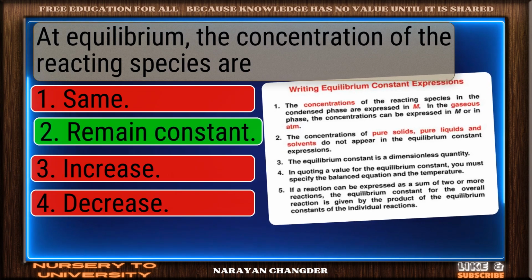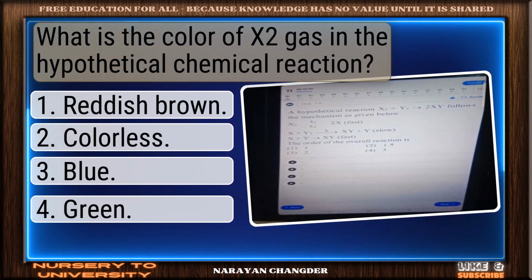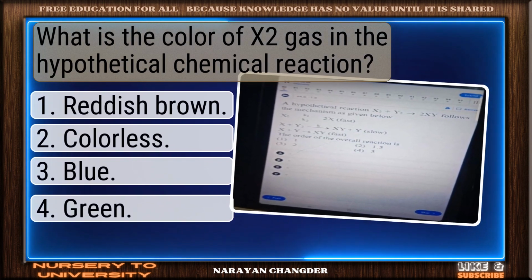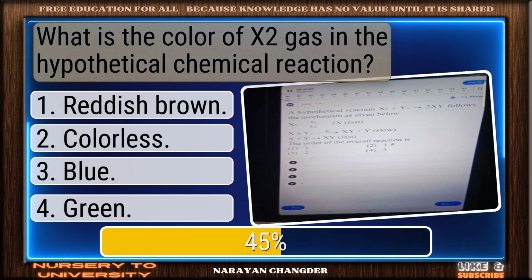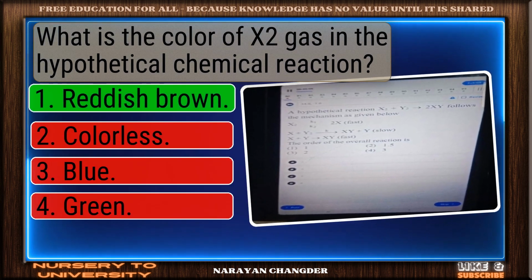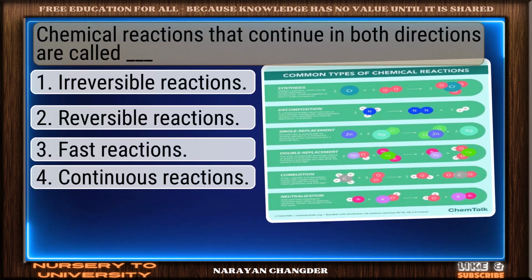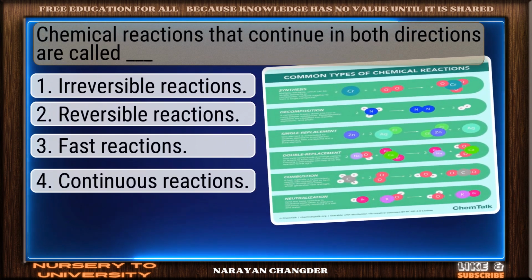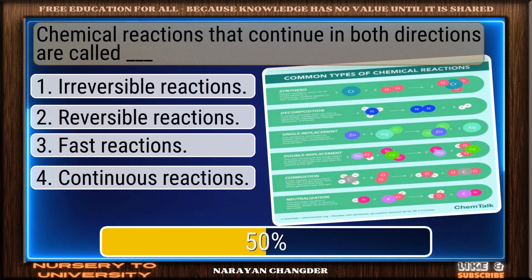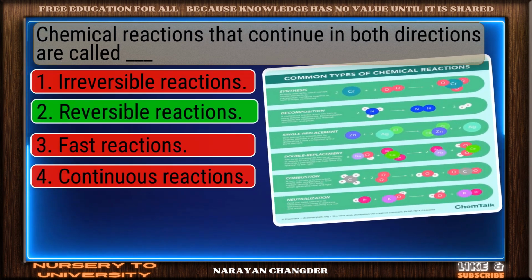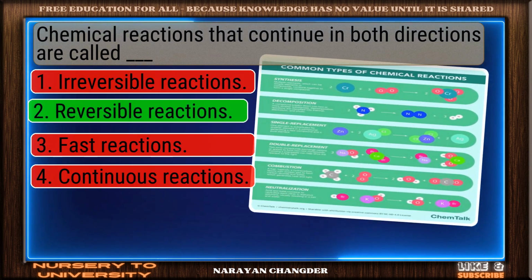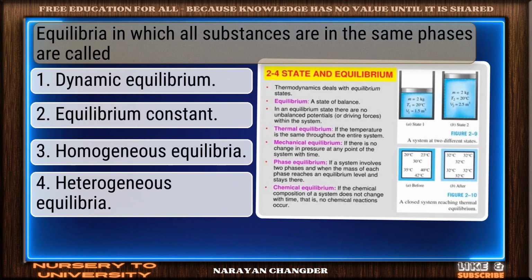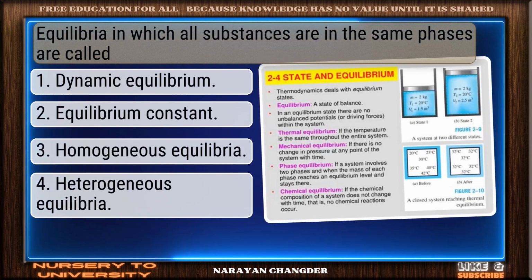You got it. Remain constant. What is the color of X2 gas in the hypothetical chemical reaction? Logical choice. Reddish-brown. Chemical reactions that continue in both directions are called dash. Exactly. Reversible reactions. Equilibria in which all substances are in the same phases are called.